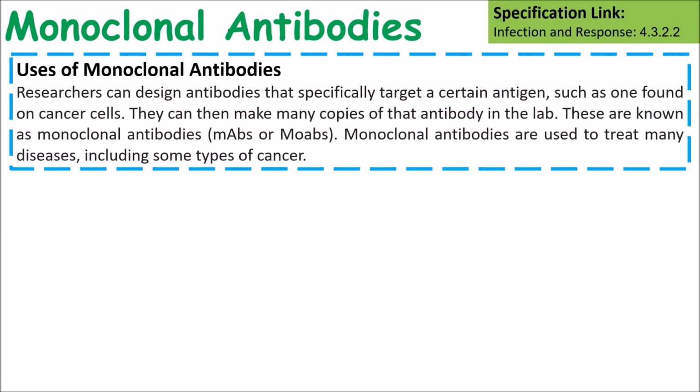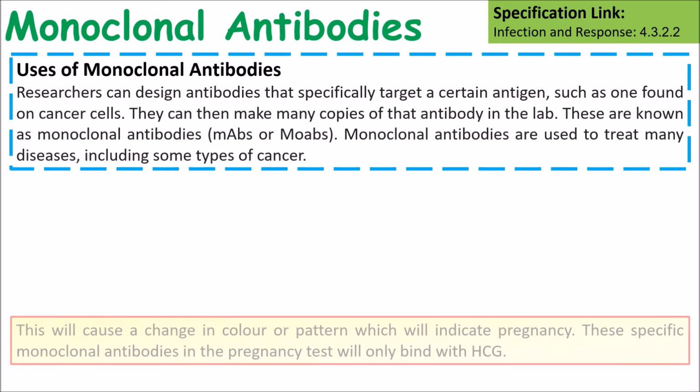So researchers can design antibodies that specifically target a certain antigen, such as one found on cancer cells. So they can make many copies of the antibodies in the lab, right? And they're called monoclonal antibodies.